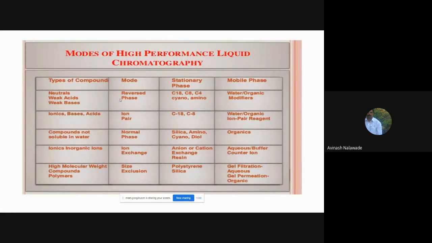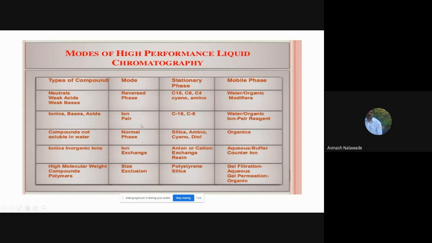Then this chart shows which type of material can be separated. If we want to separate neutral compounds, weak acids and weak bases, then we can use reverse phase mode. If we want to separate ionic bases or acids, then we can use the ion pair mode. If compounds are not soluble in water, then you can use the normal phase mode. If you want to separate ionic inorganic ions, then you can use ion exchange mode. Or if you want to separate high molecular weight compounds, that is polymers, you can use size exclusion mode.